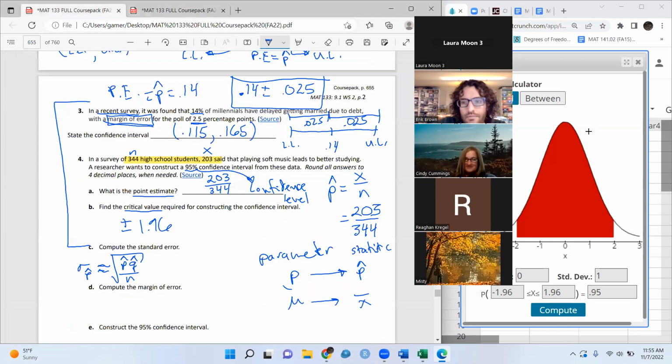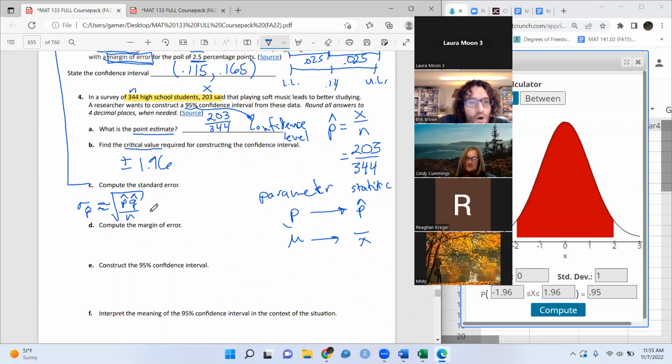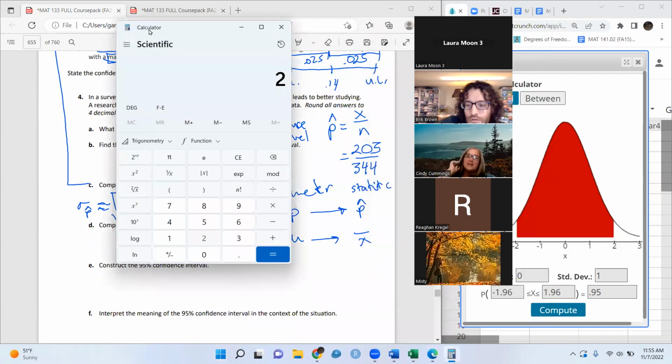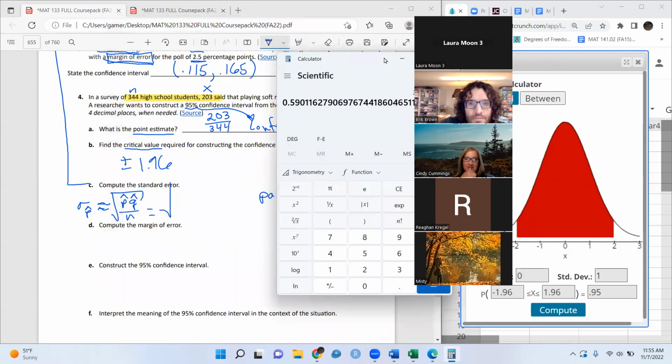I prefer StatCrunch. Okay, so do we know p hat? Does anyone know that answer? That's the answer to part A. 1,4? Is that what it is? No, 0.14? No, I messed that up. You have to divide that. I think it's 0.59. Does that seem good for you all?